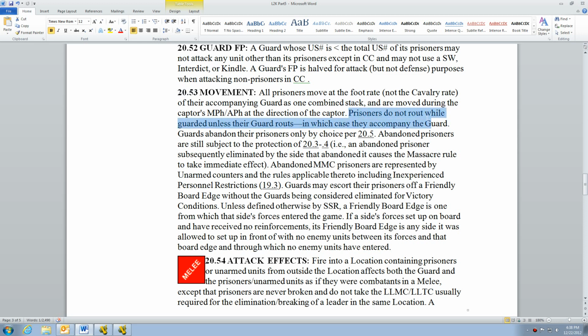Prisoners do not route while guarded unless the guard routes, in which case they accompany the guard, section 20.53. Guards can abandon their prisoners by choice if they want. Abandoned prisoners are still protected; subsequently being eliminated by that side that caused it to be abandoned causes the massacre rule to immediately take effect.